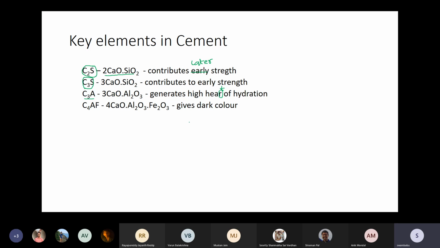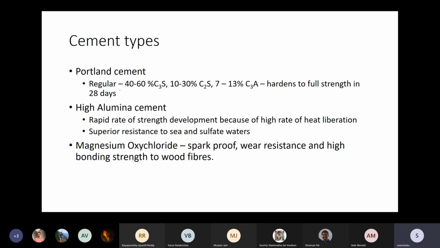And this one, C4AF, is to get the dark color. Because of this, typical Portland cement contains 40 to 60% of C3S. This is the early strength, this is the later strength, and this is to liberate heat upon the hydration.